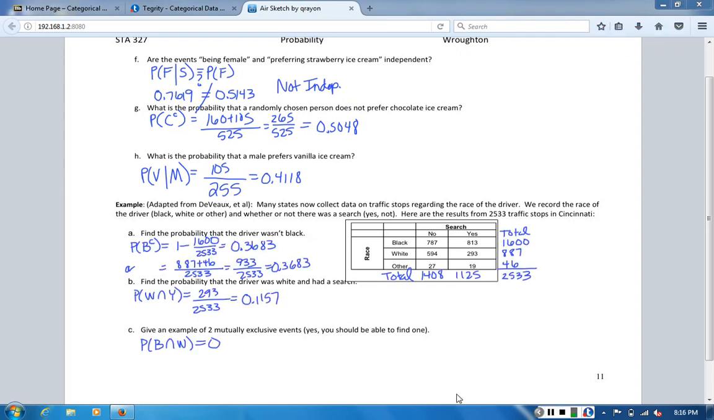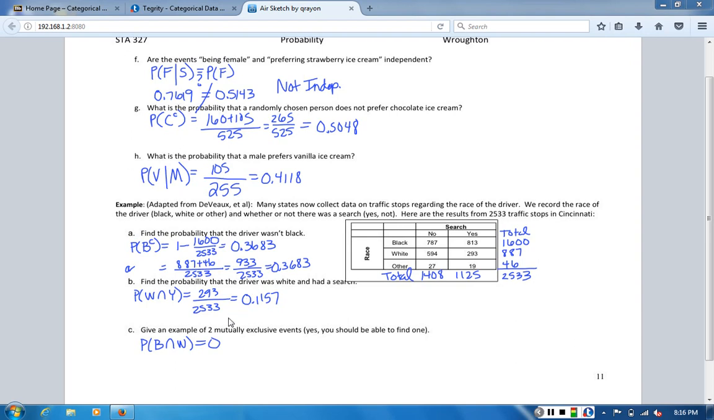Alright, so comparing our answers, first I created all of my different totals here. The probability of not being black I found in two different ways. I used the complement rule, so this is the probability of being black, and I took 1 minus it. Or you could take the number of white plus the number of others and divide that by the total.